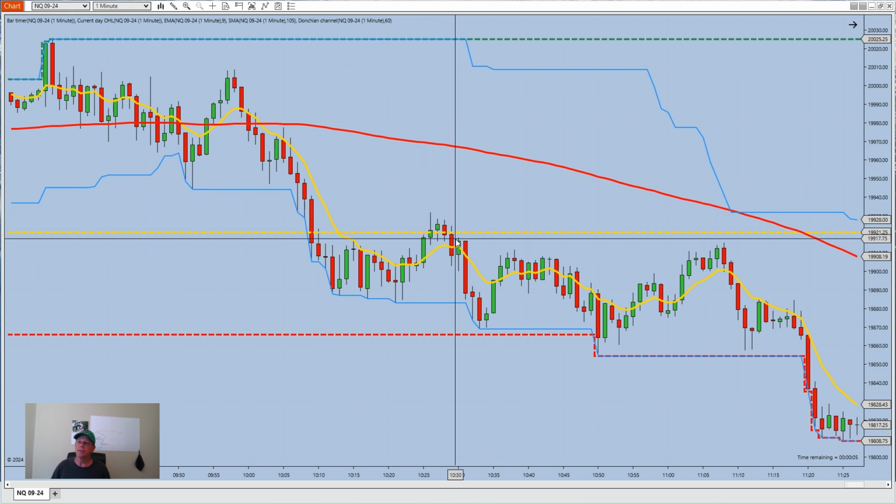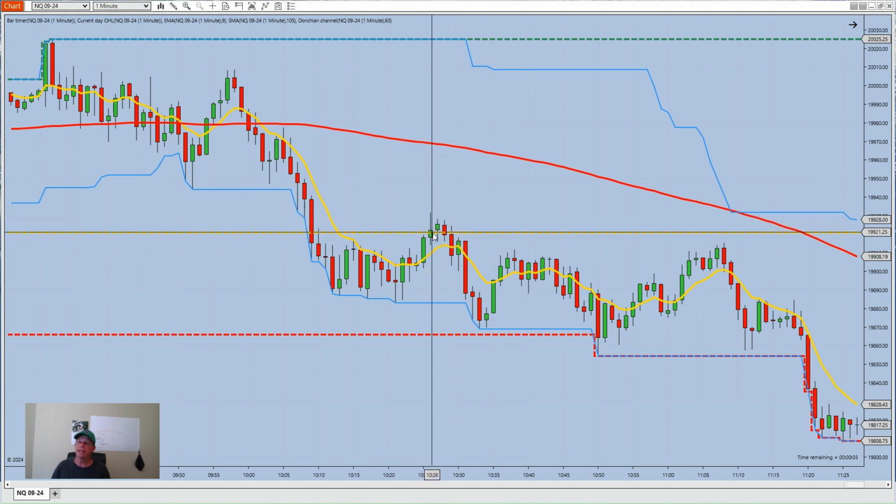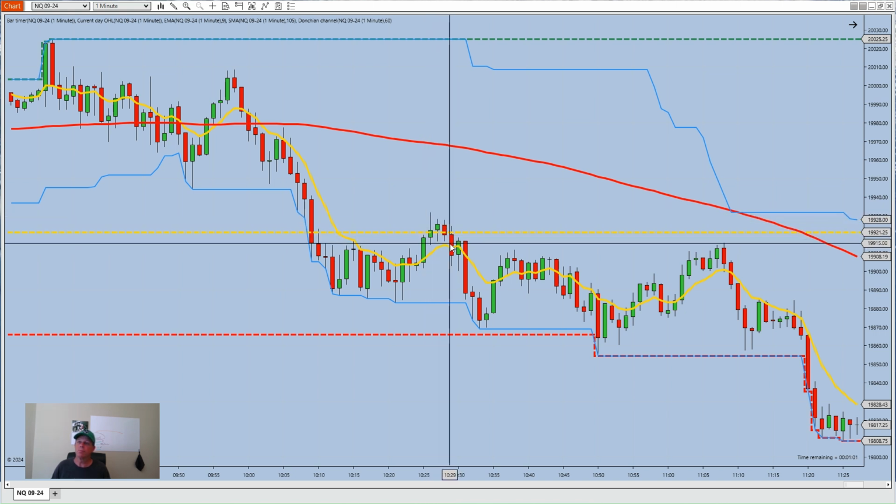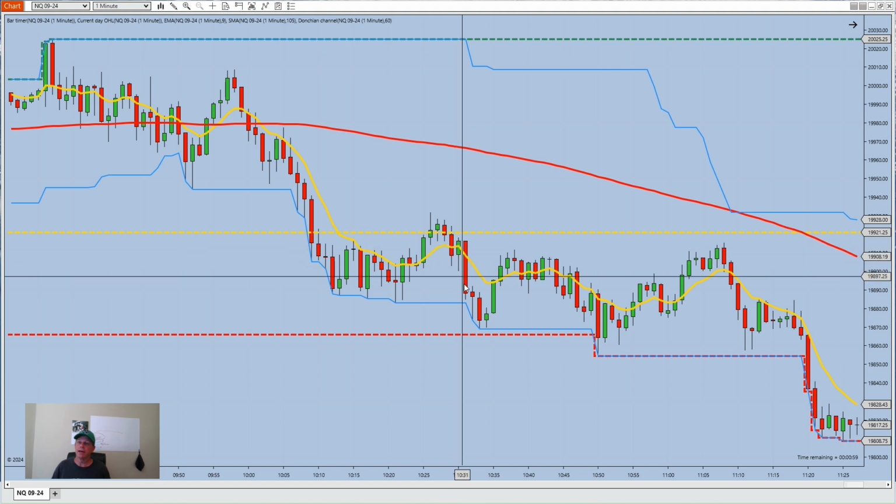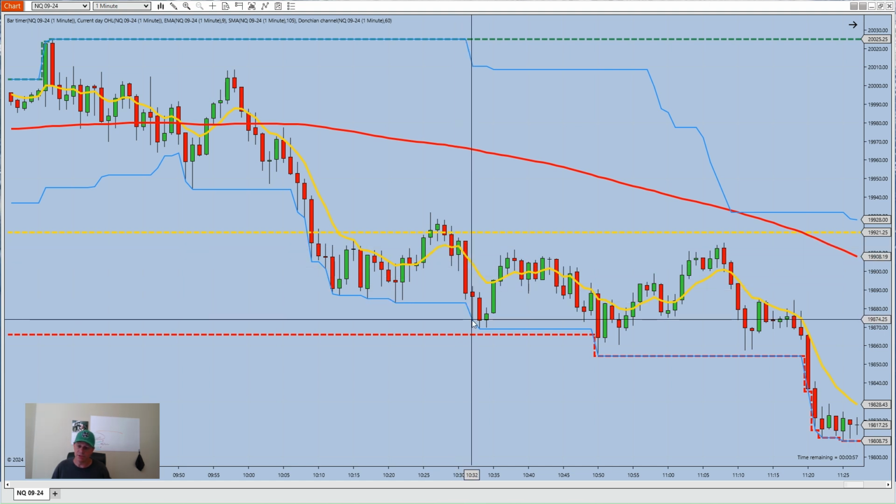When this red candle right here broke and down it went, that's $500 right there.